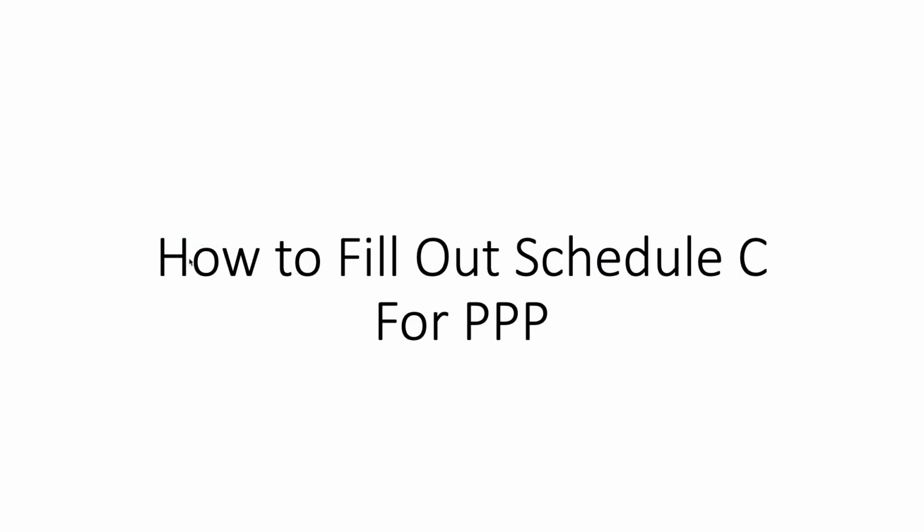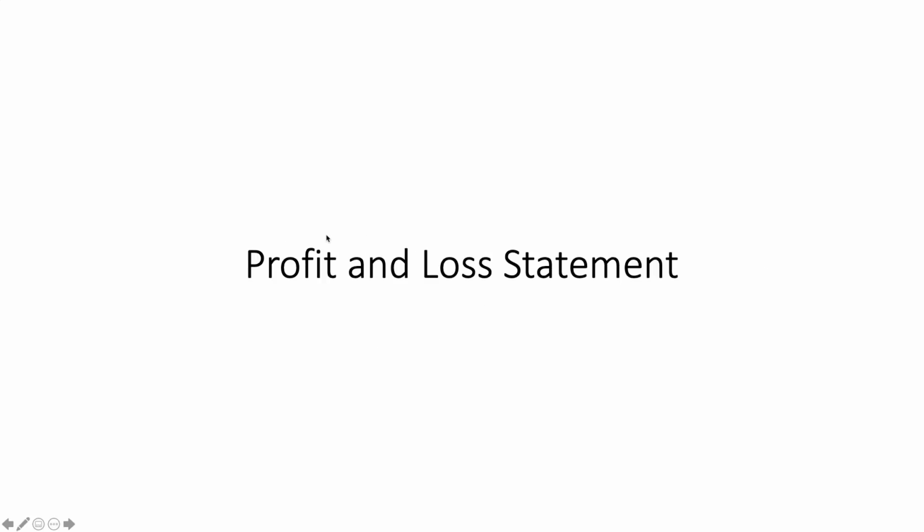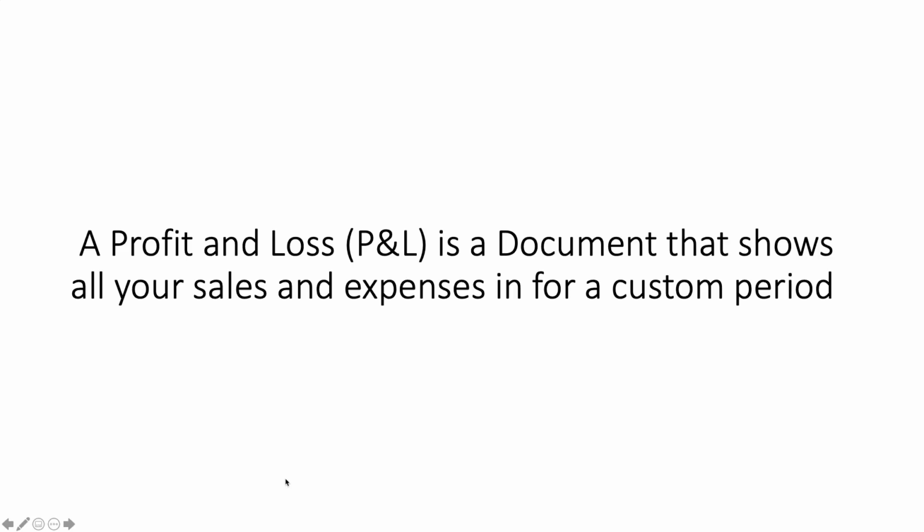So let's just go over a quick recap about what this is. What you're gonna need is a profit and loss statement. And pretty much what a profit and loss statement is, it is a document that shows all your sales and your expenses in a custom period. So when I say a custom period, I'm just talking about, hey, what if you want to run a profit and loss for just January? So you want to see what did I do in January? So you would run a profit and loss for January.